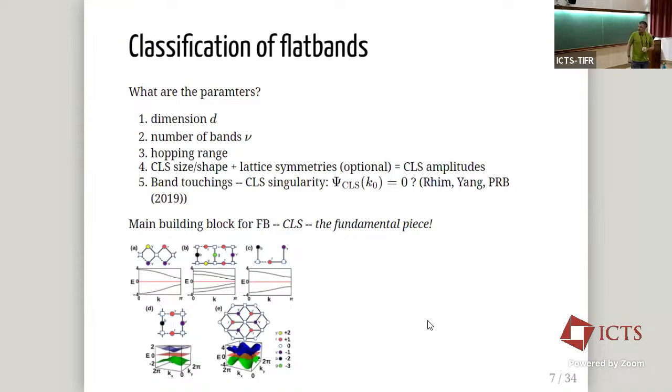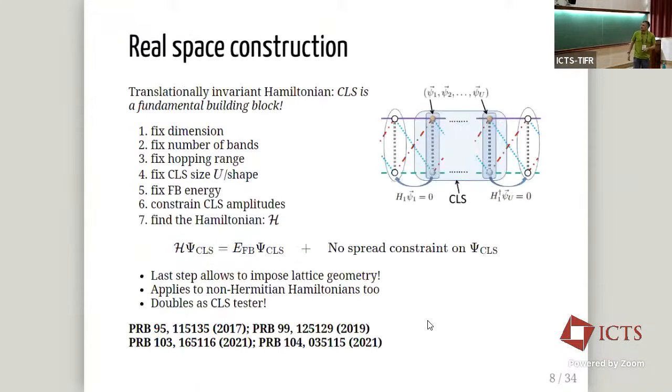And eventually you might also want to consider band touchings. This could be incorporated into the scheme. And so what happens then is, as I was saying, you fix the dimension, number of bands, hopping range, the CLS size, and also the flatband energy. This in turn imposes some constraints on the amplitudes of the CLS; not an arbitrary finite compact localized state can be an eigenstate of a Hamiltonian. Then by solving the inverse eigenvalue problem, where you know an eigenstate and want to reconstruct the Hamiltonian, you reconstruct the flatband Hamiltonians.